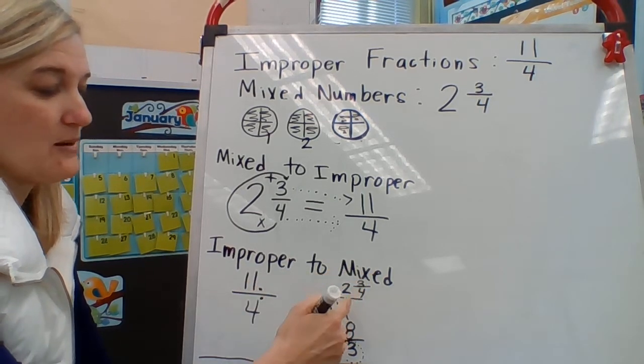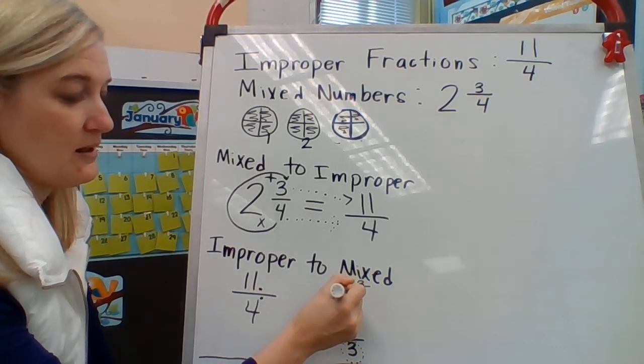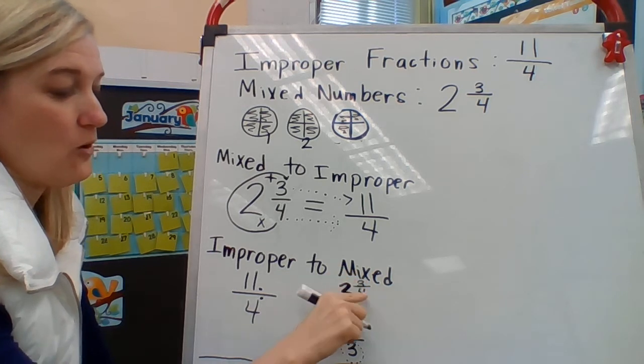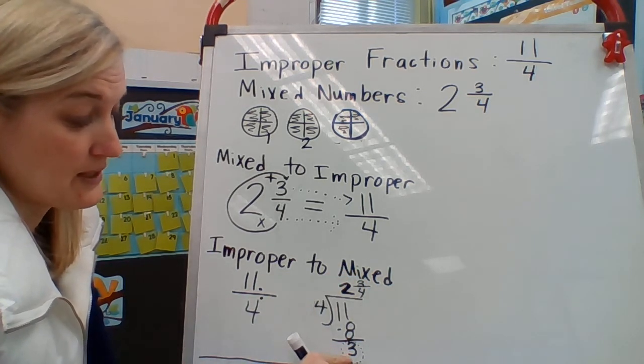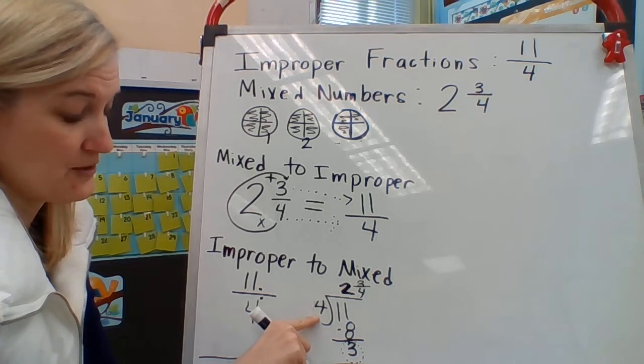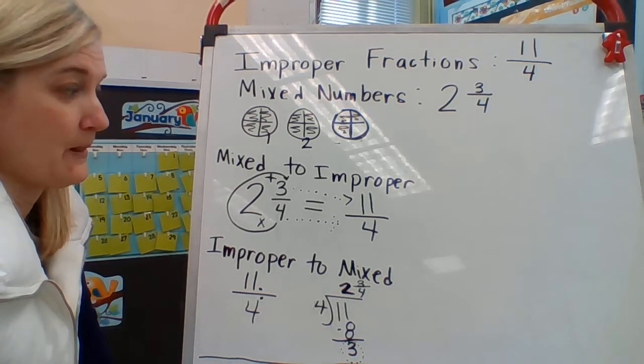So you're pretending like this is a little division sign. You're changing it to a mixed number. You need your whole, and a mixed number has a whole and a fraction. You get the 3 from the bottom as the numerator, and whatever's over here is going to be your denominator.